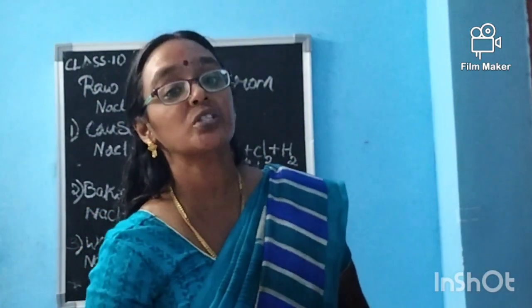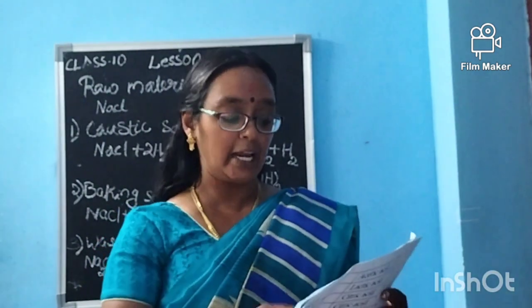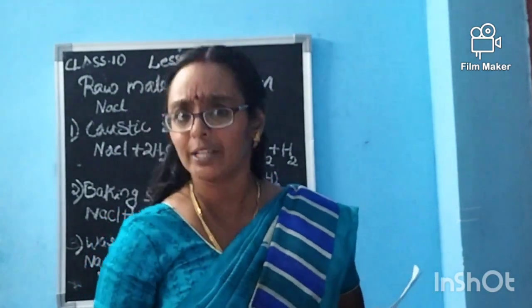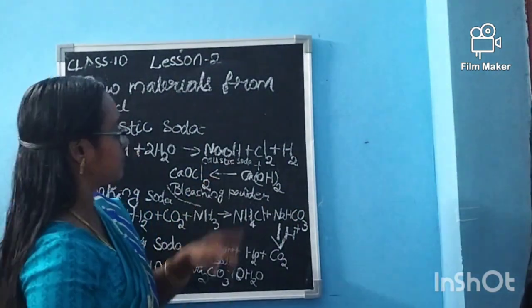Is there any use for the caustic soda? Enough uses are there for the caustic soda. It helps to make soap. It helps to make detergent, and artificial fibers like rayon, all this we are making with the help of this caustic soda, that is NaOH.